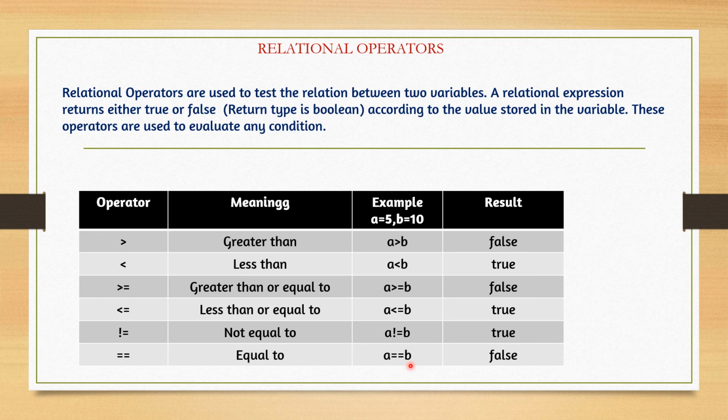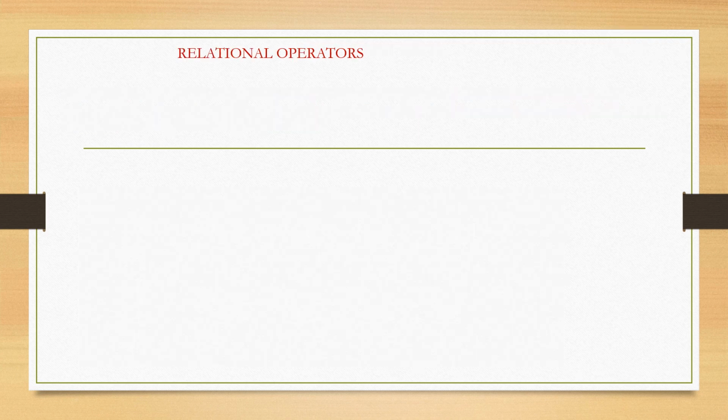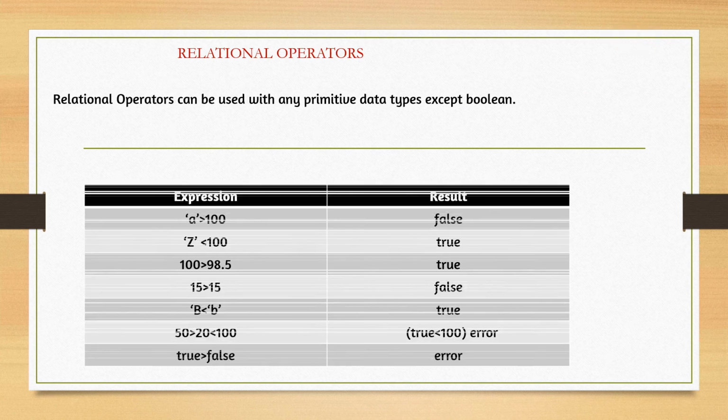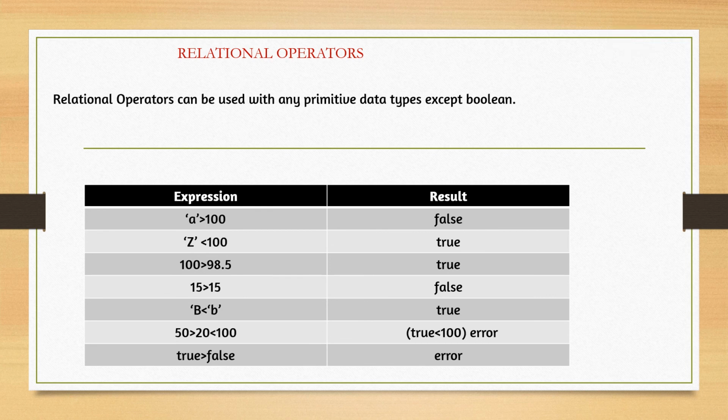A double equal B. Here we will check whether the values of A and B are the same. Double equal means it will check whether the given values are the same or not. Relational operators can be used with any primitive data types except Boolean. Here we can see primitive character. It is a primitive data type. So characters we can use, numbers we can use, and float or decimal numbers we can use.